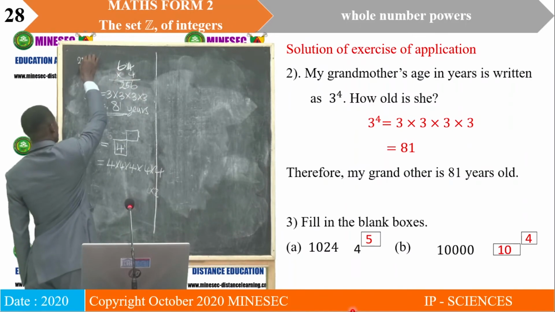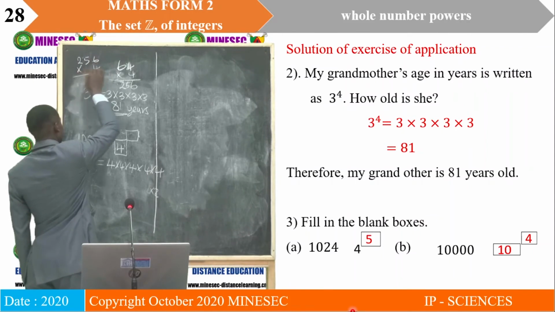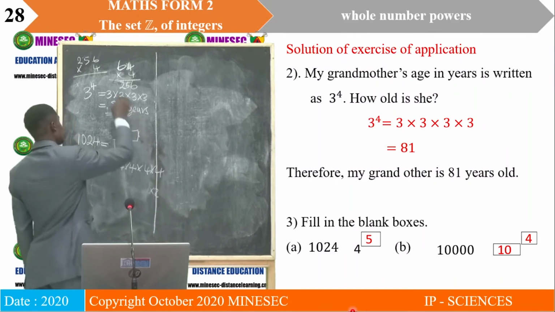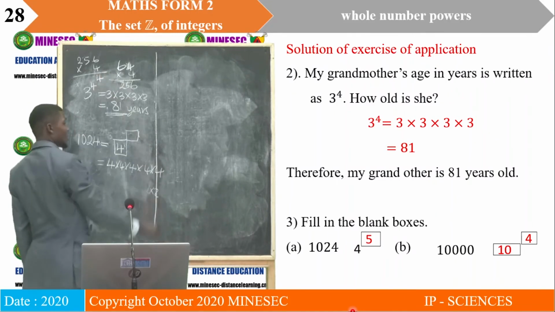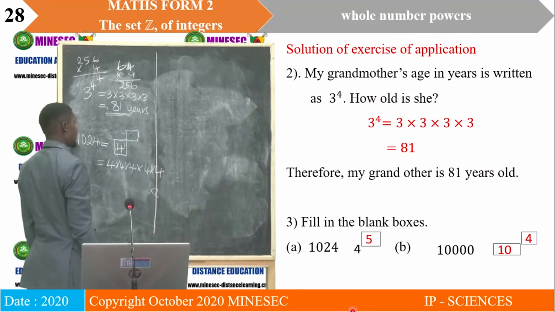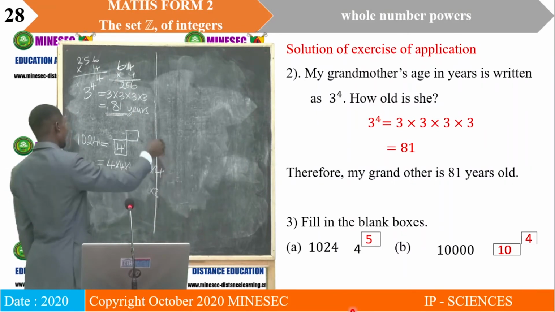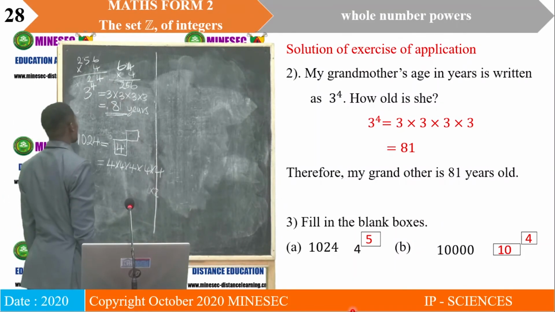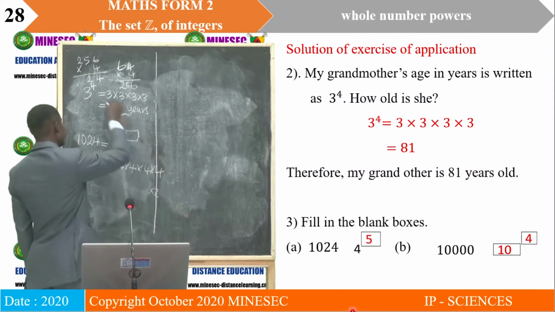So we have 256 times 4. 4 times 6 is 24. So we write 4 and we carry 2. 4 times 5 is 20. 20 plus the 2 we carry is 22. So we write 2 and carry 2. 4 times 2 is 8, plus the 2 we carry is 10.